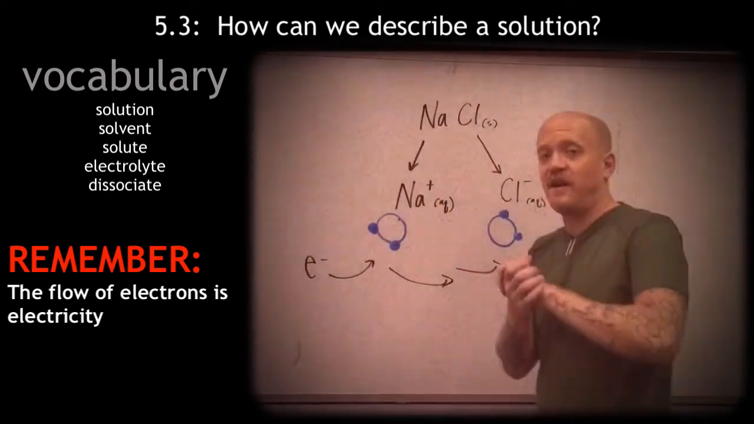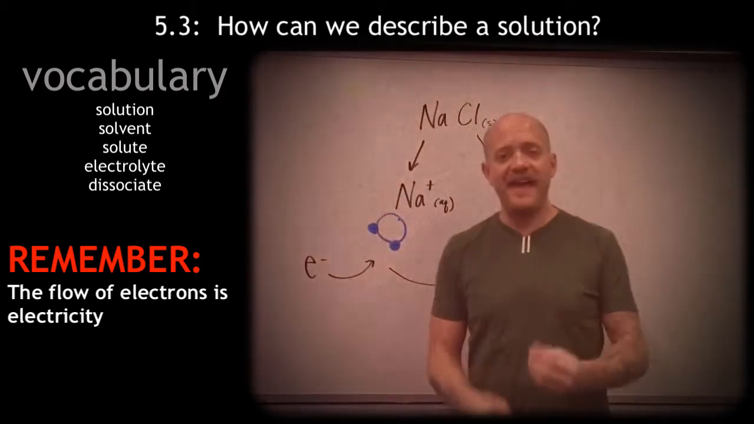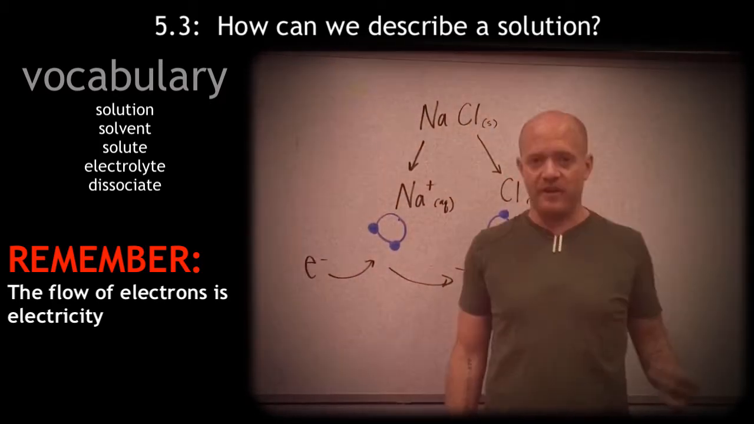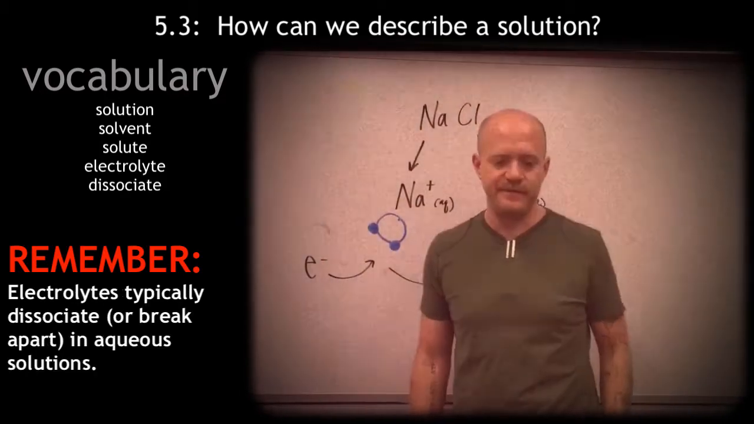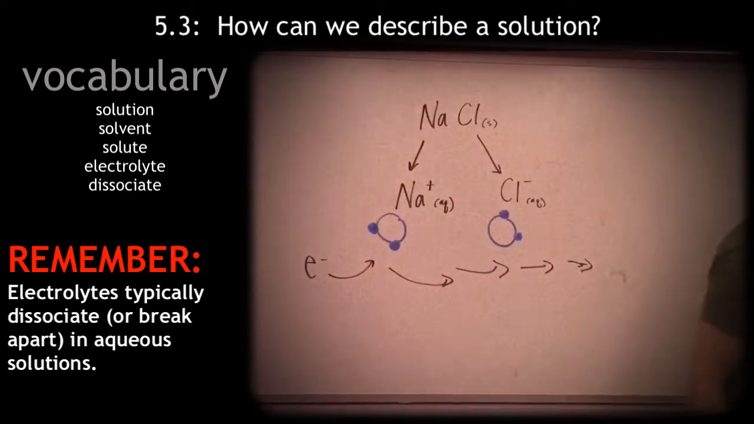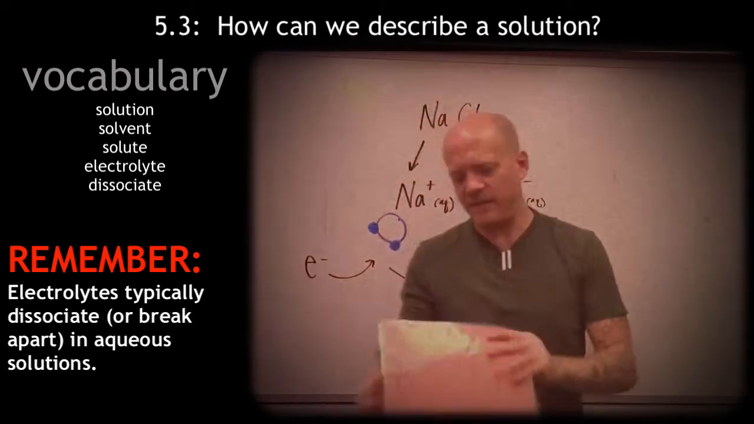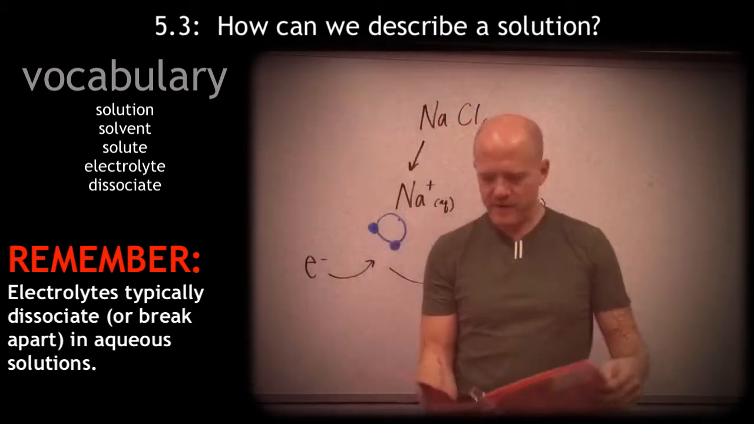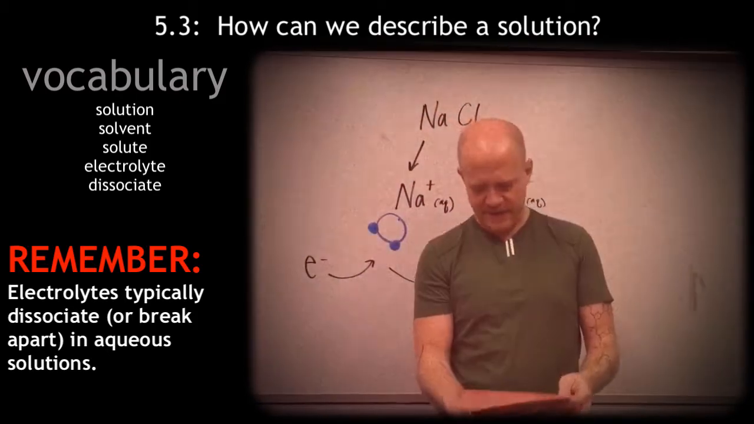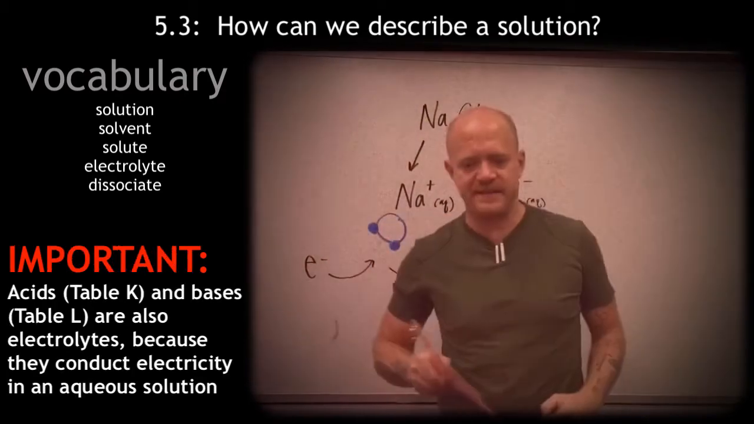So most of your ionic compounds that we're going to encounter are electrolytes. And that is because they conduct an electric current in the aqueous phase. One other thing that I need to remind you of, or just tell you about: if you look at your reference tables, and you turn to page 6, where it talks about common acids and common bases.